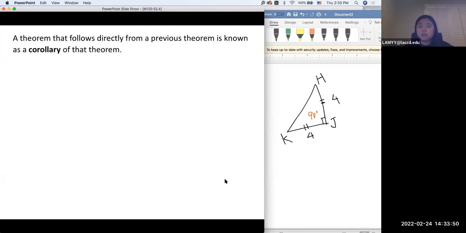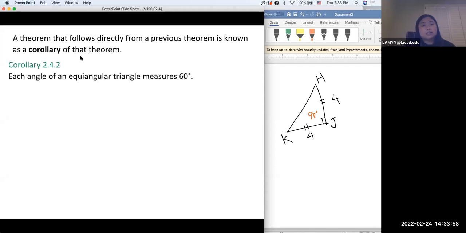Okay, next one. A theorem that follows directly from a previous theorem is known as a corollary of that theorem. The corollary means, most of the time, theorems have a lot of detailed information. A corollary follows from the theorem, but it's going to be a short proof. So it's kind of similar.